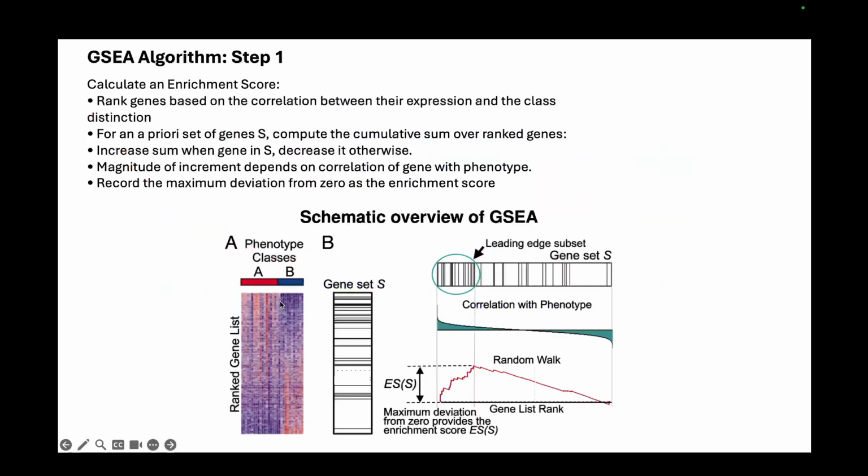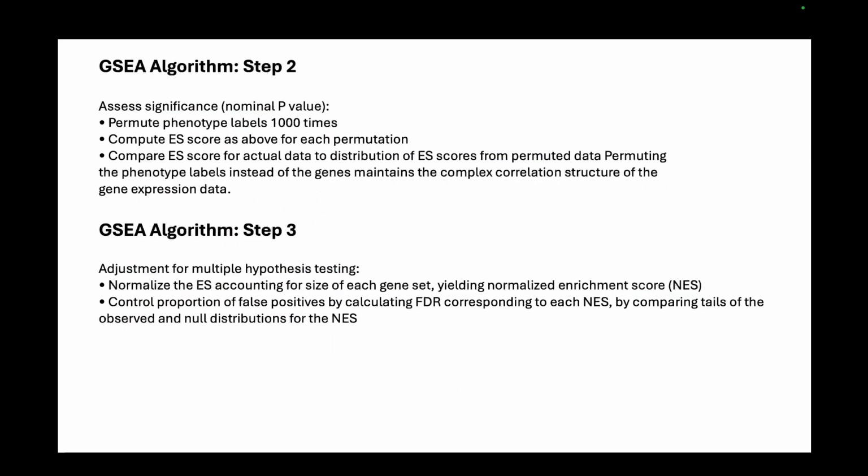So in the first step, you calculate the enrichment score. In the second step, you permute and calculate multiple enrichment scores and you assess the significance. And in step 3, you do multiple hypothesis testing. You normalize the enrichment score, accounting for the size of each gene set, yielding the normalized enrichment score, which is NES. So basically you divide the enrichment values by the total number of genes present in the gene set, that's all.